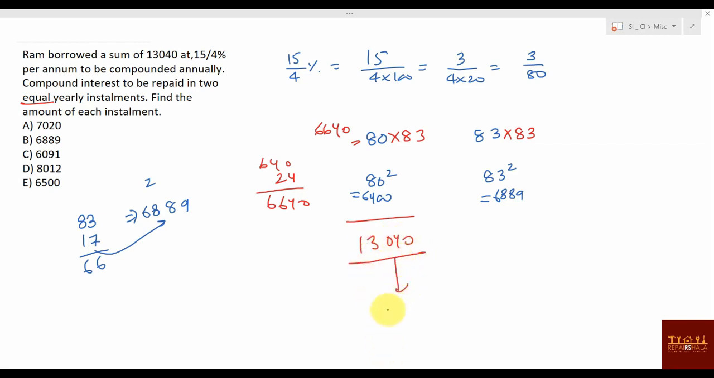And this principal is given as what? 13040 means 1 is corresponding to 1. So what will be your installment? 6889. Shall I tell the previous method? 1 by, that's 6 by 5 and all. That is also an easy method, but a little bit calculative. But logically that is more correct.